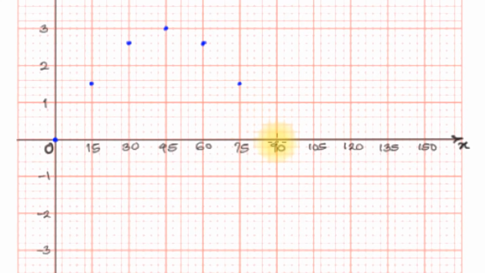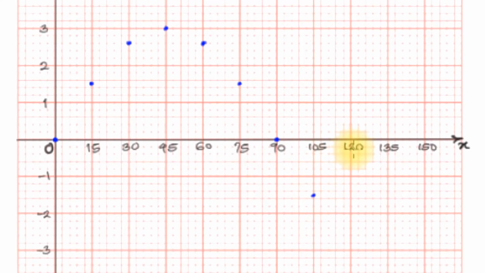When x is 90, y is 0. So here we have the 0 and 90. So when x is 105, y is minus 1.5. And just like we got it initially, this will be 105 and minus 1.5.